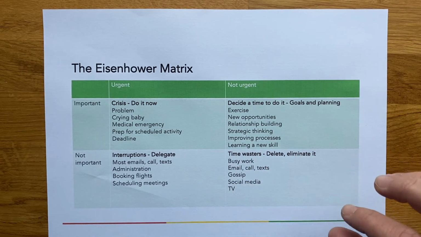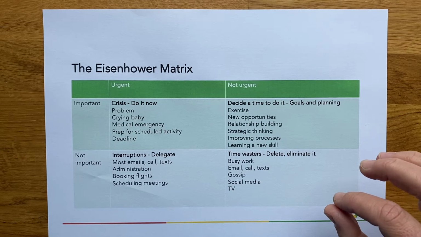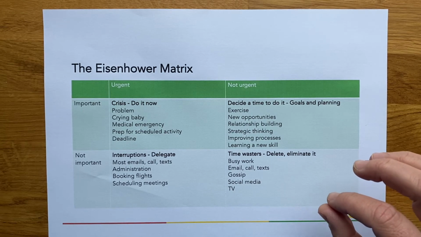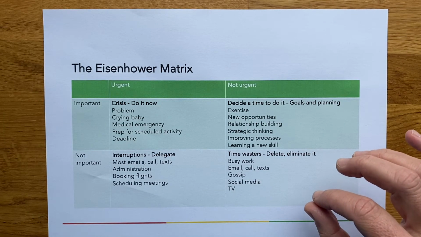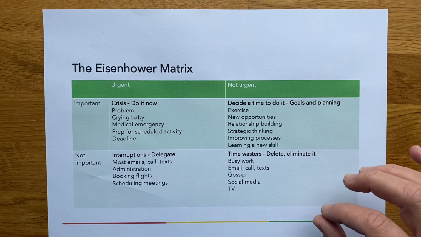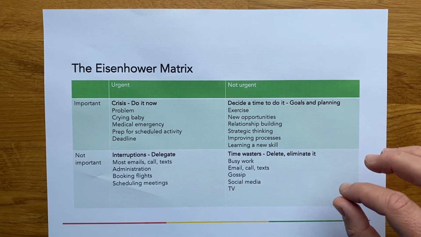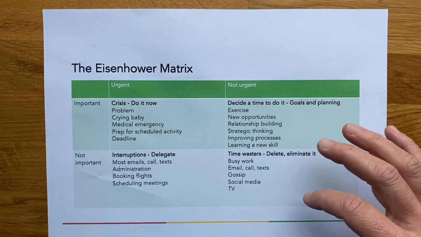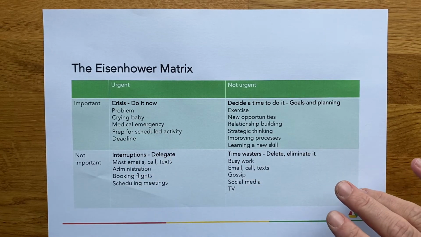So how do you understand what's important? What is it that you are focusing on at the moment? What is the priority for you? What is it that you want to achieve? If something does not fit within that, then it is not important.